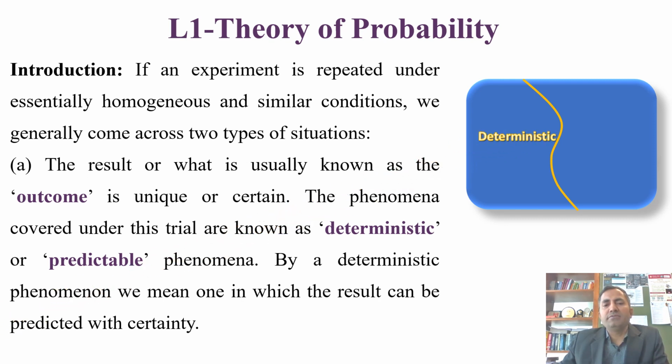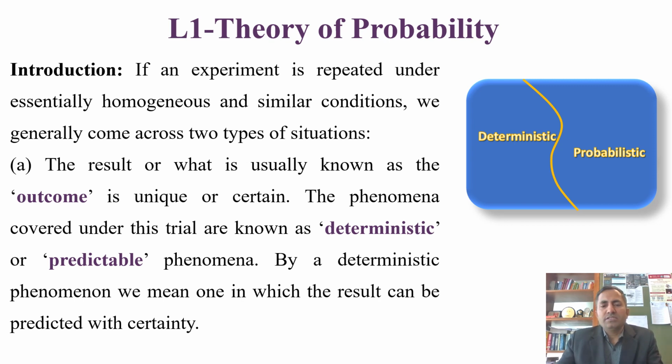In such a way, the first type of experiment that we define is deterministic. The second type is one which cannot be determined, which cannot be predicted. So it is a probabilistic way. Here the uncertainty arises, like tossing of a coin. What will happen?